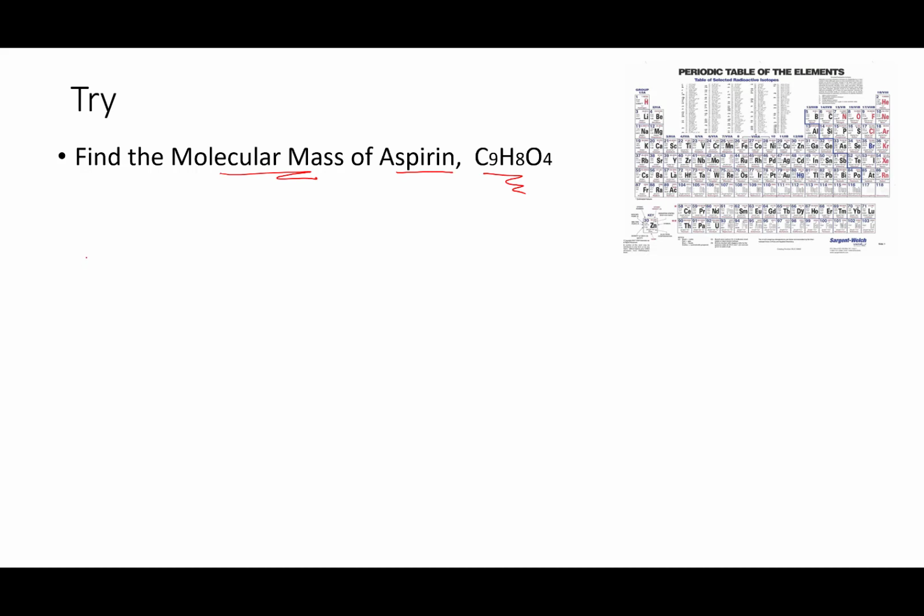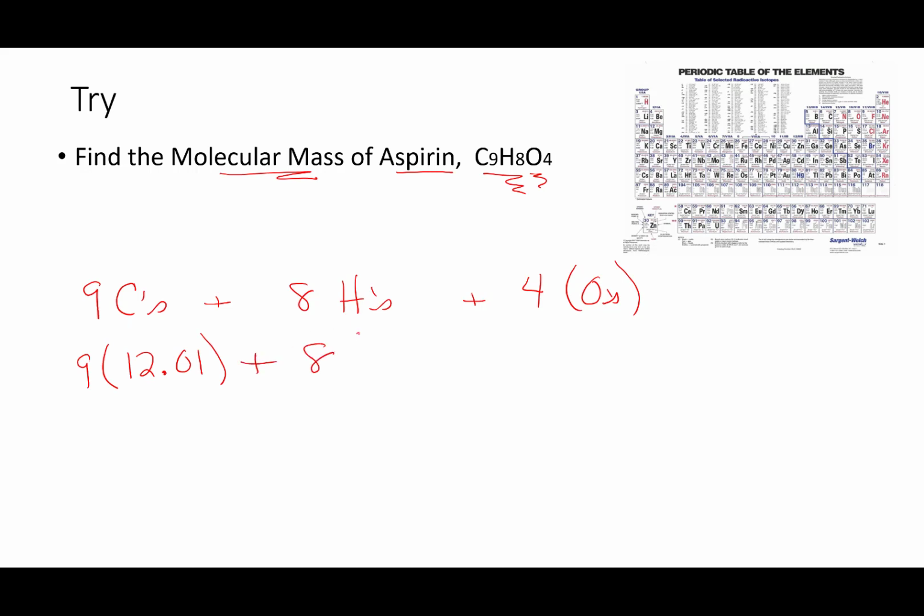Okay, my friends, here goes. So I have got 9 carbons plus 8 hydrogens plus 4 oxygens. And again, I'm putting these in parentheses just to keep them looking like not a 0. Now on the periodic table, carbon's atomic mass rounded to 2 digits is 12.01. Hydrogen's atomic mass is 1.01. And oxygen's atomic mass is 16.